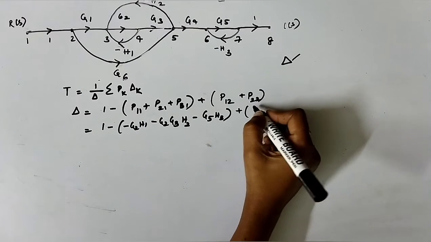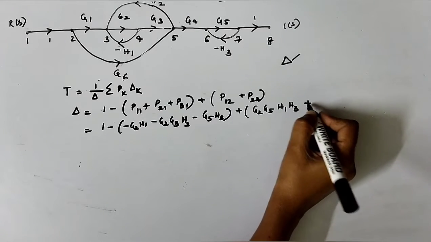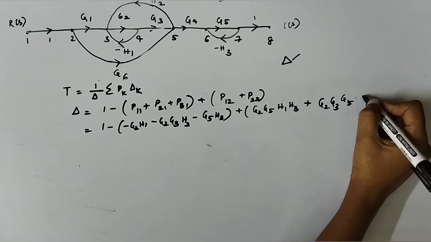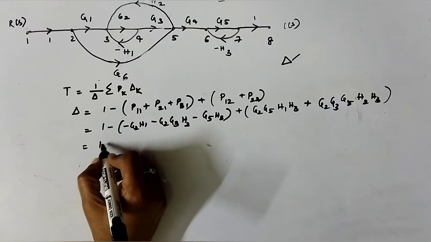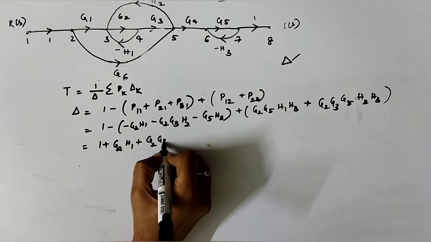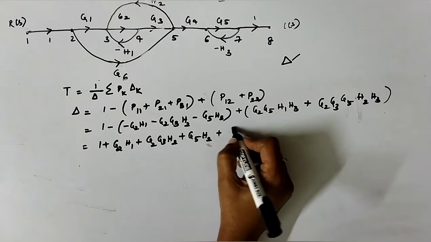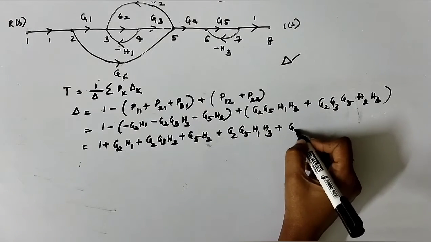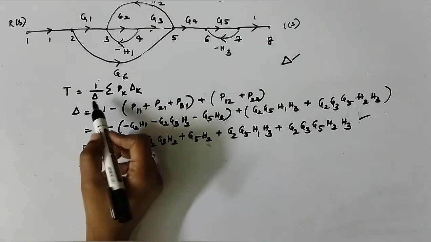plus G2 G5 H1 H3 plus G2 G3 G5 H2 H3. This would be 1 plus G2 H1 plus G2 G3 H2 plus G5 H3 plus G2 G5 H1 H3 plus G2 G3 G5 H2 H3. We have got delta here.